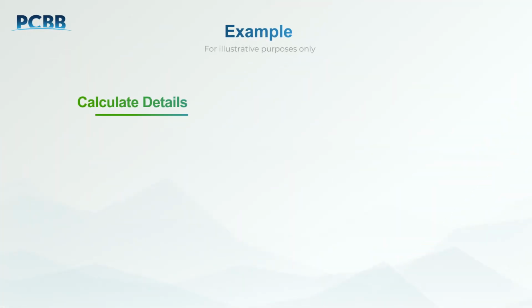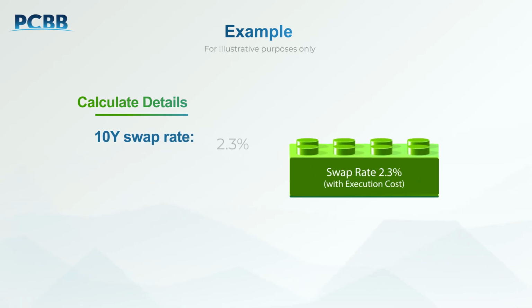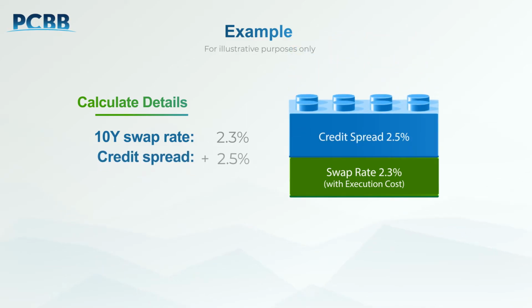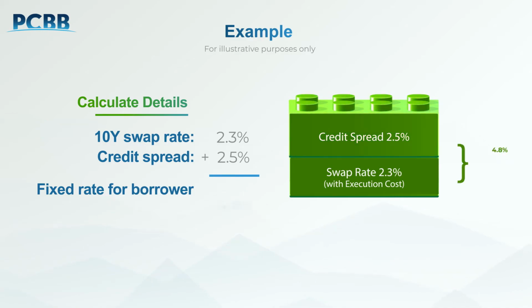For example, if the swap rate for a 10-year loan using the 1-month federal funds rate is 2.3% and your desired credit spread is 2.5%, then your borrower's fixed rate is 2.3 plus 2.5, or 4.8%. It's that simple to use the swap rate to determine the fixed rate for your borrower.